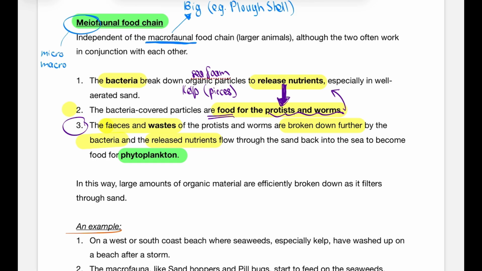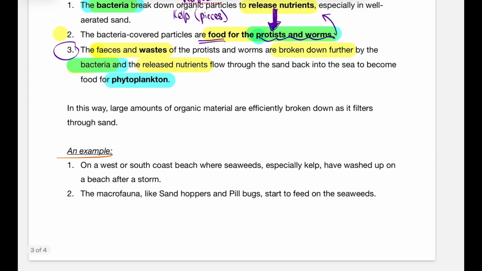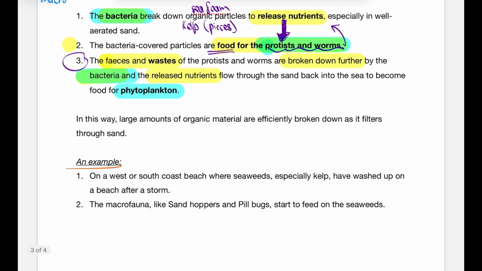All right, so the key players in this meiofaunal food chain are the bacteria, which break down organic material to release nutrients. Then we have protists and worms that take those nutrients and release feces and wastes. Then we have bacteria again that release more nutrients, and those nutrients will then go to phytoplankton. All right, cool. An example of this for the West Coast, we're going to have a look at that now.